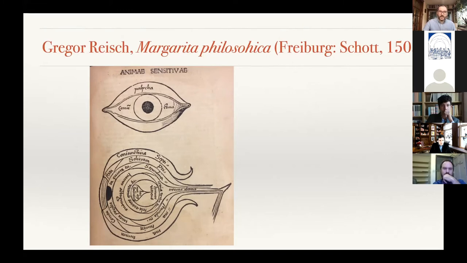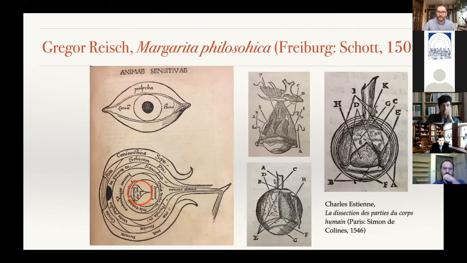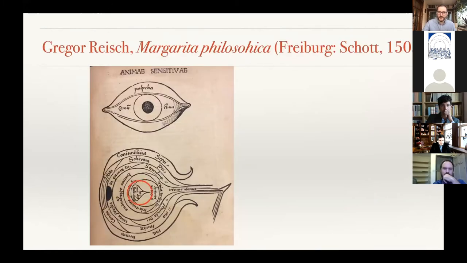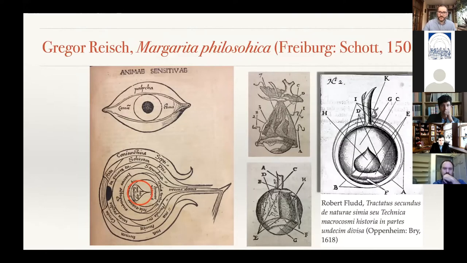This eye has a unique feature: a pine cone shape, or what looks like a Hershey's Kiss shaped crystalline humor. And this makes its way outside of this context. Here we see it in an anatomical work and then reproduced later in another work. Sorry, I skipped by that. So this image traveled around quite a bit and was present in a lot of different contexts.